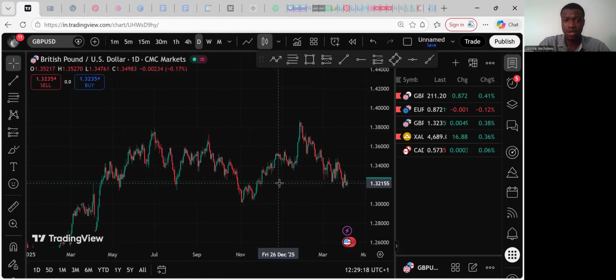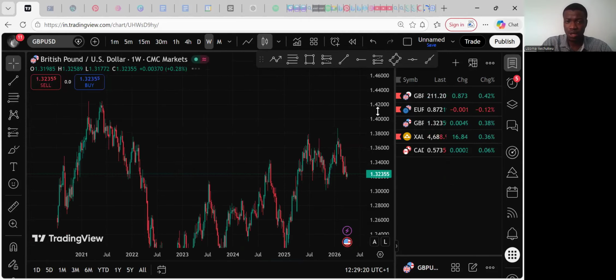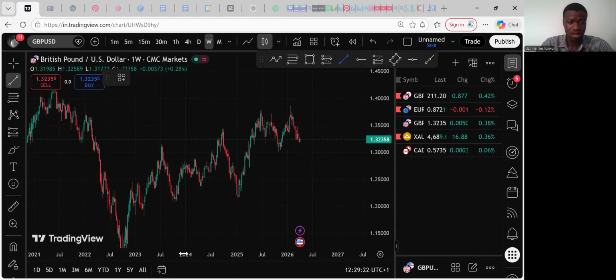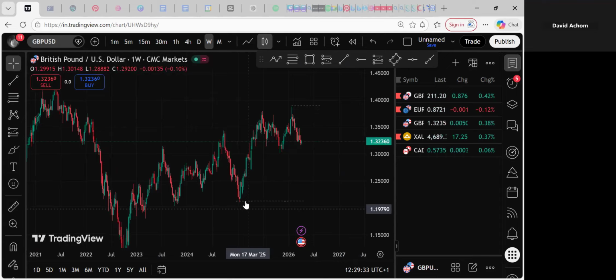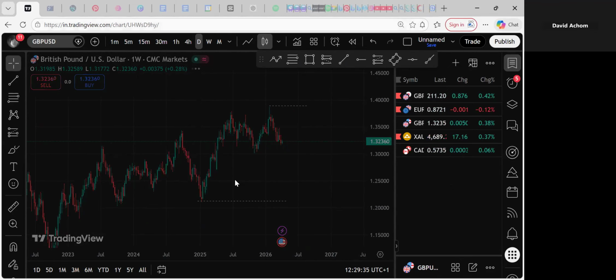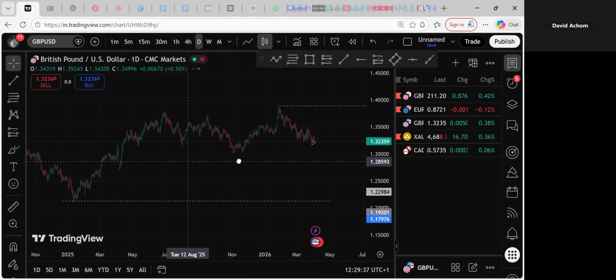So in our analysis, we're gonna identify the weekly zones, which is this low and this high. This is the weekly level, the last major level on the weekly time frame in GBPUSD. Now let's go to the daily time frame and trace price to where price is currently.